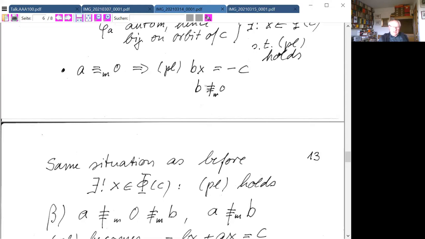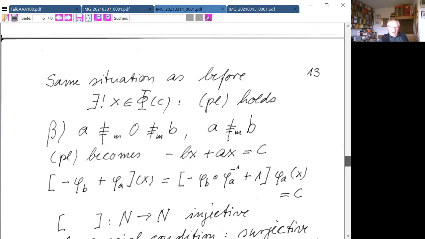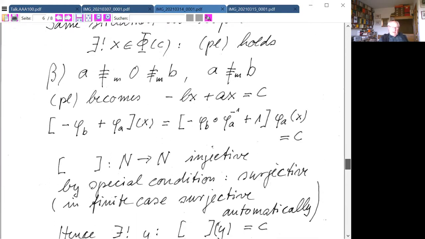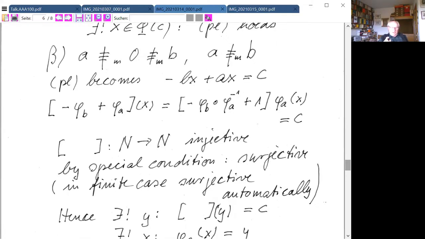Actually, if a is equivalent to 0 and b not, then we have bx is equal to minus c. b is not equivalent to 0. This is the same situation as before. So in both cases, the planarity condition holds. Now we have to consider the case that a and b are both individually not equivalent to 0, and they are not equivalent to each other. Otherwise, the planarity condition doesn't apply.